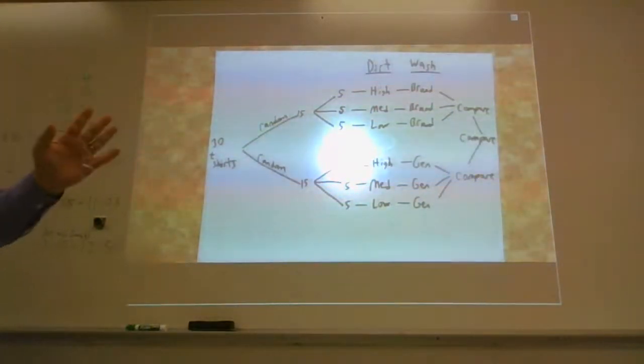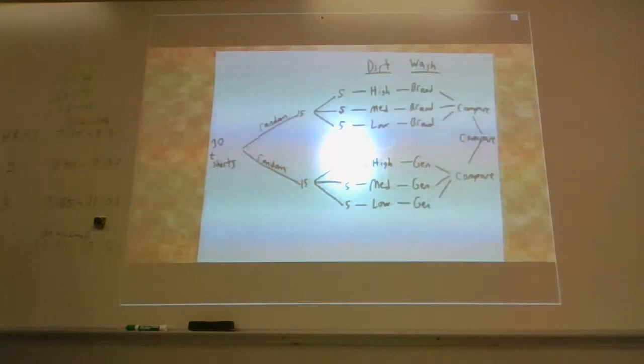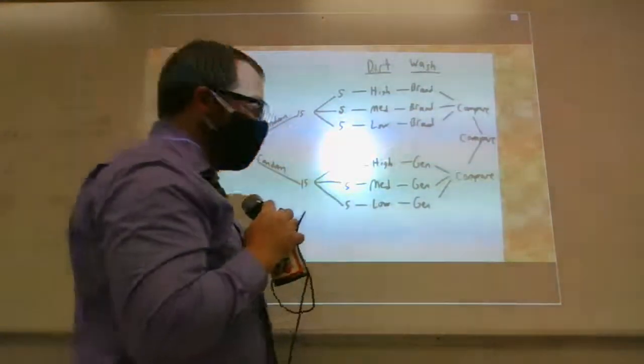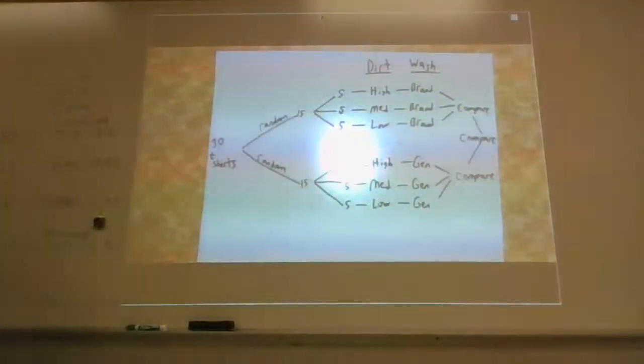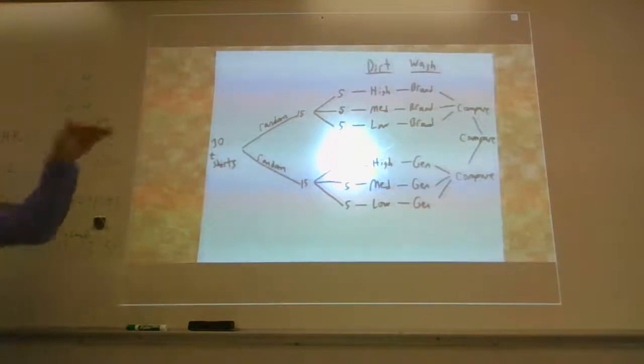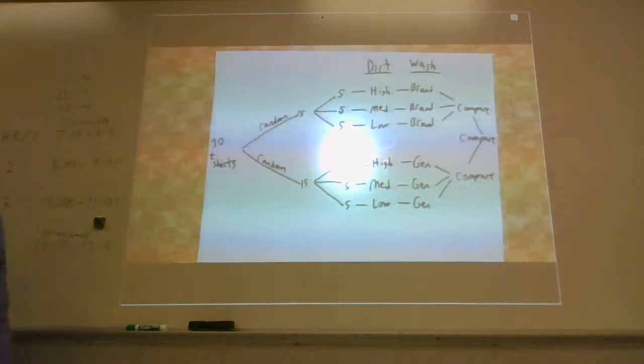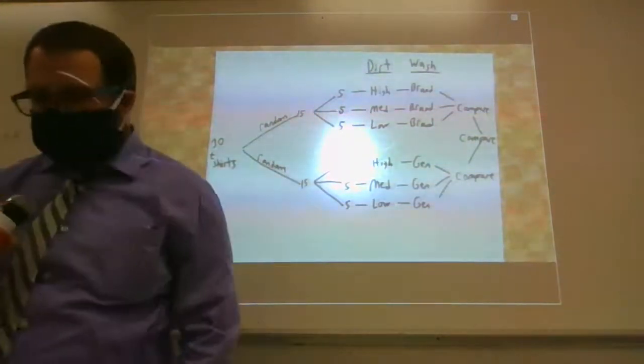Dirt, washing machine. How many levels are there to the dirt? 3. How many levels are there to the washing machine? 2. By the way, 3 times 2, that's how many treatments you got. That's how this thing kind of works. Basically, you look at the levels per factor and multiply the number of levels together, and that's how many treatments you typically get. Or you can just literally, as I saw several of you doing, just count them. There are 6 possible routes that a t-shirt could go in the journey of this experiment.